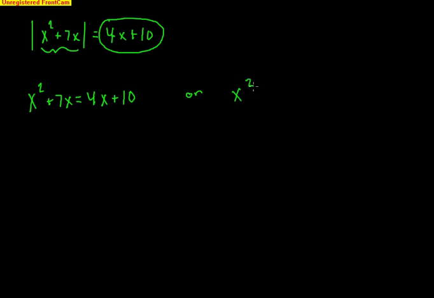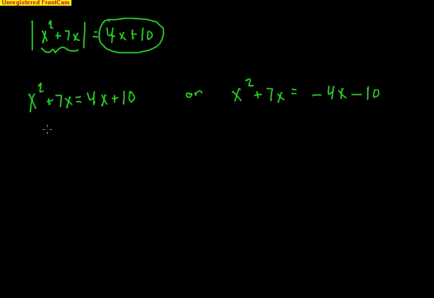Or, remember, the inside always stays the same, x squared plus 7x. If it was equal to the opposite of 4x plus 10, or the negative of that, then it would also have a solution that is that many units away from 0. So that would be negative 4x minus 10. You'd have to run the negative sign through there.